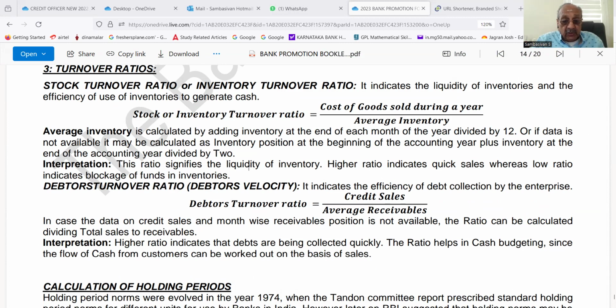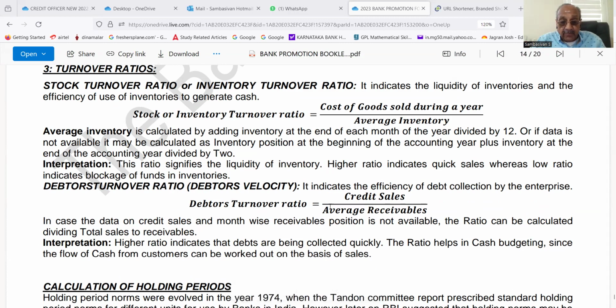Interpretation: this ratio signifies the liquidity of inventory. A higher ratio indicates quick sales, whereas a low ratio indicates blockage of funds in inventories.